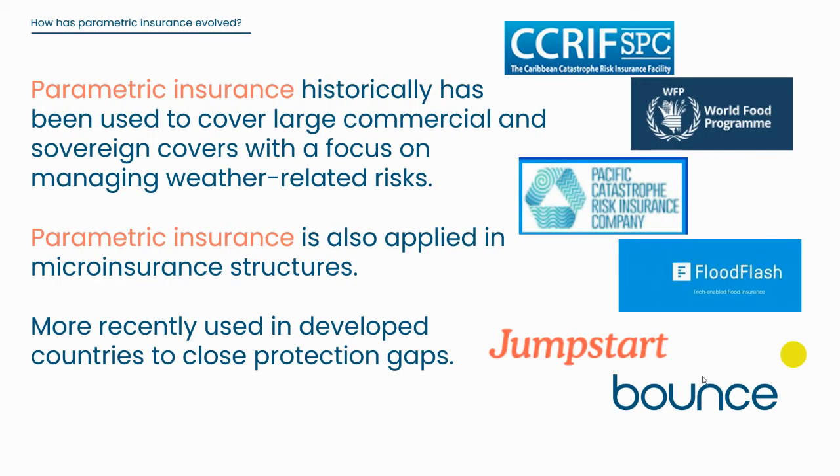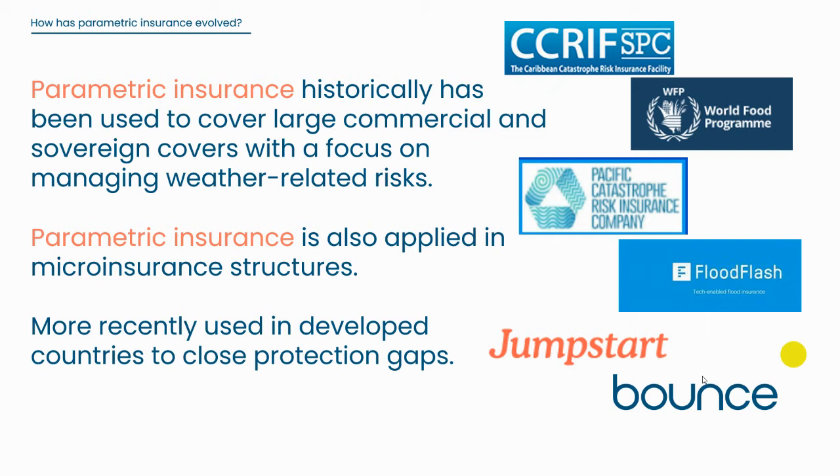So what is the history behind parametric insurance? Well, the history goes back to the 1990s with the development of agricultural insurances designed to assist farmers in developing countries to better manage exposures to weather-related risks. The concept gained further traction with the development of the Caribbean Catastrophe Risk Insurance Facility, which was established in 2007 and was a parametric insurance structure that responded to weather catastrophes.